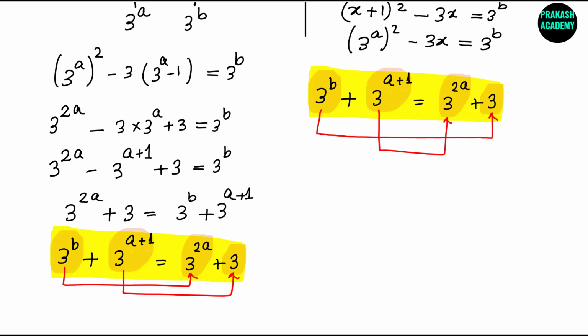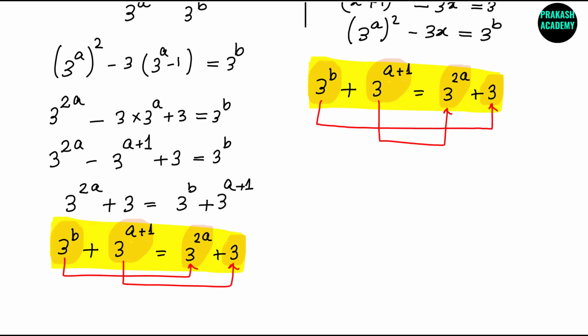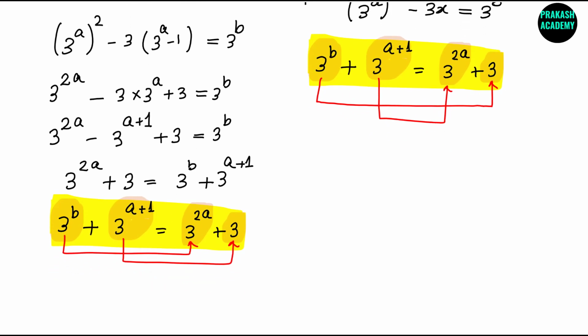So let us discuss both possibilities and solve for a and b, because we have two unknowns a and b, and this will give two equations. So in this case, this is b and here I have 2a. So I will have b is equal to 2a, and here I have a plus 1 and here 1. So a plus 1 is equal to 1. So this is case number 1.